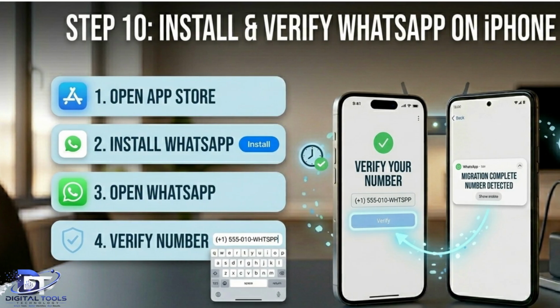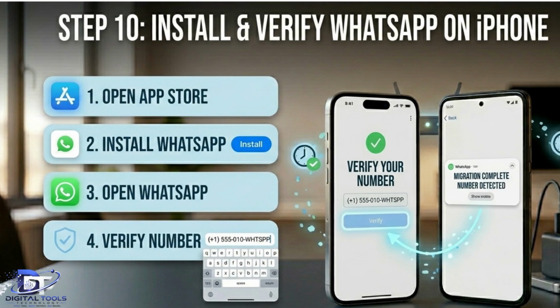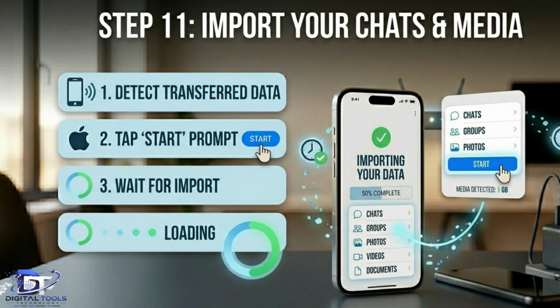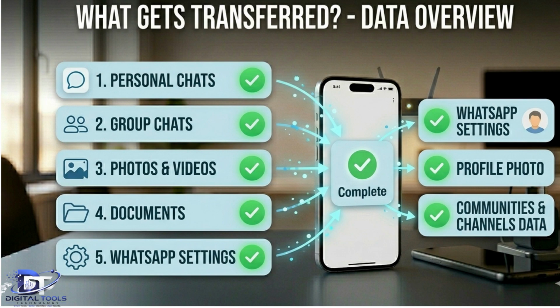At this point, go to App Store, install WhatsApp, open WhatsApp, and then verify your number. Once you've confirmed your number, you look out for chat imports. Once it pops up, click on import chats, and that's all. At the end of the day, you would have been able to transfer your personal chats, group chats, photos and videos, documents, profile photo, and communities and channels data.